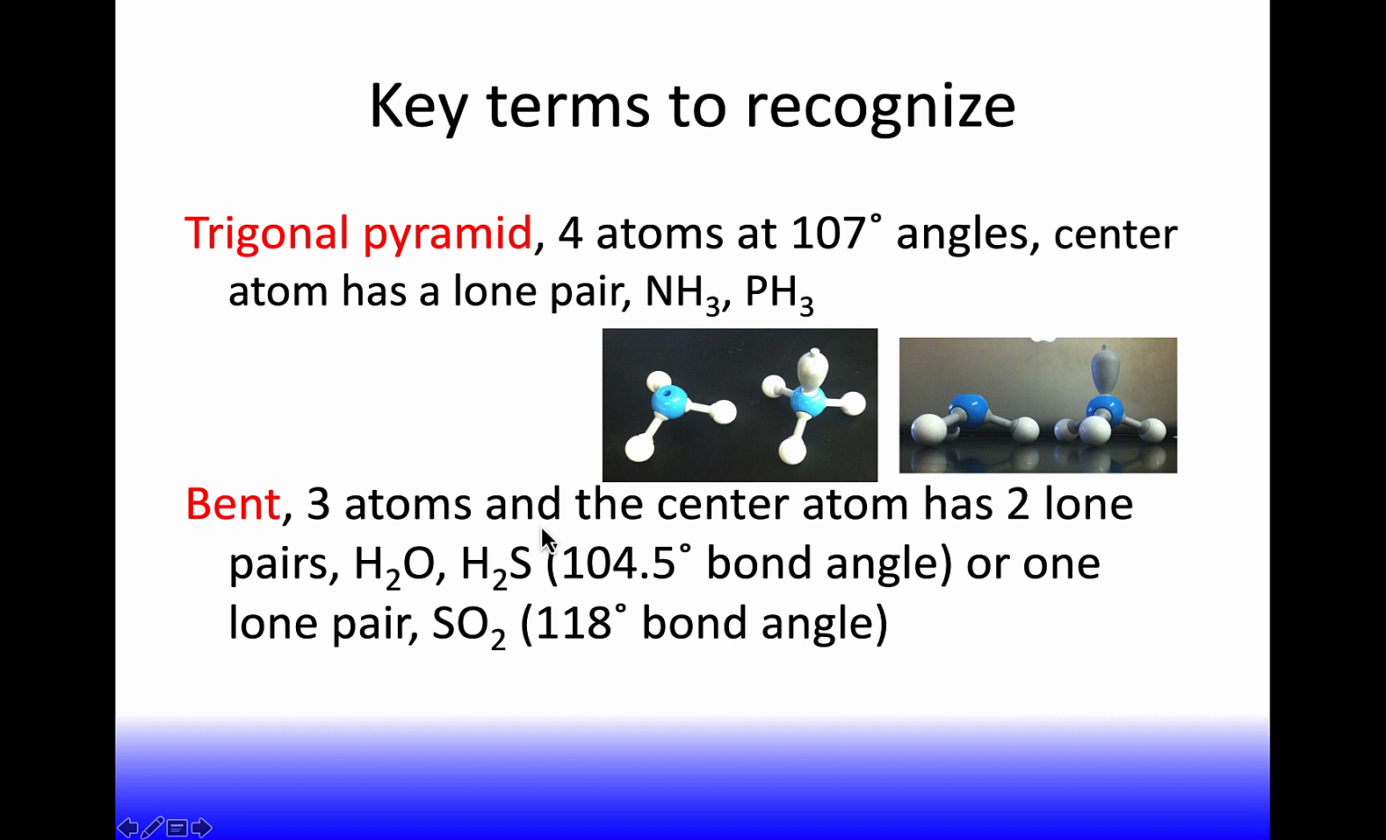Okay, next is bent. So 3 atoms, but the center atom has 2 lone pairs, for instance, in water or dihydrogen monosulfide, with angles of about 104.5 degrees, or 1 lone pair, something like, let's say ozone, which would have 1 lone pair on the oxygen in the center, and it'll bend it a little bit to be about 118 degrees. Or maybe sulfur dioxide, which also does the same thing.